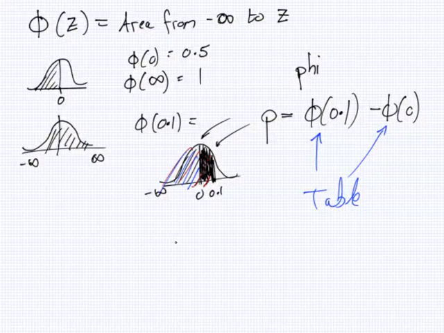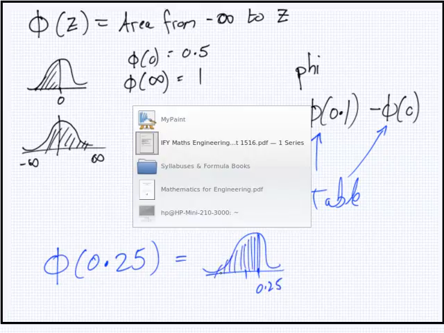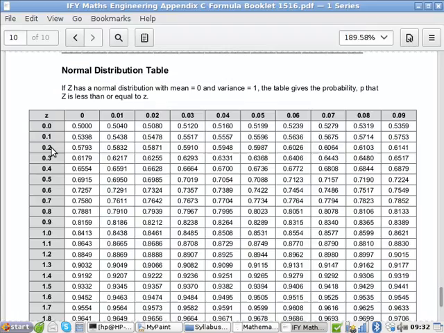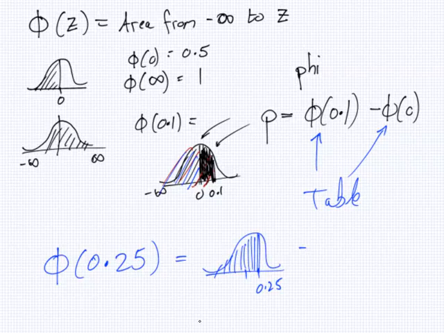So let's look up a value together as an example. Let's say phi 0.25. That would be the area up until 0.25. So if we look at the table, we go down to 0.2 and then across to 5. And the answer is 0.5987 as an example. So this is practicing reading the table.